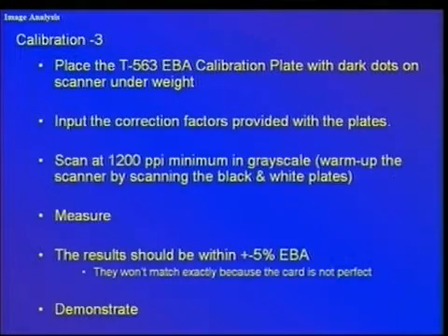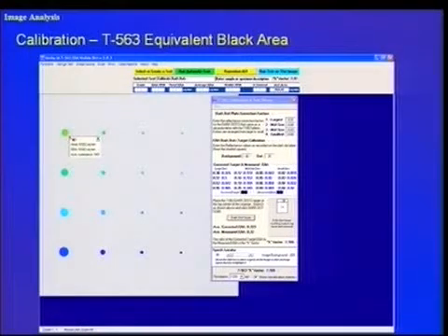These dark dots are the primary calibration for TAPPI 563. TAPPI 563 mandates that you set the threshold at 15% of the background, and we do that automatically in the software. We set the scanner for 1200 ppi minimum. 2400 is much better, and the results should be within plus or minus 5% of the reported measurement or the reported size.